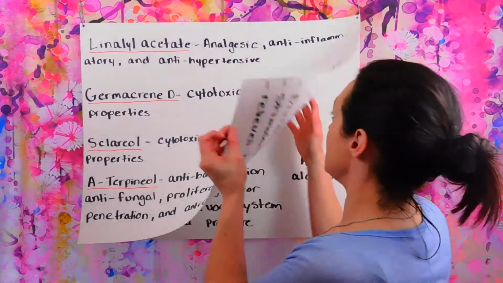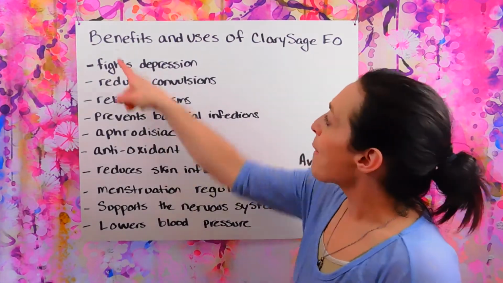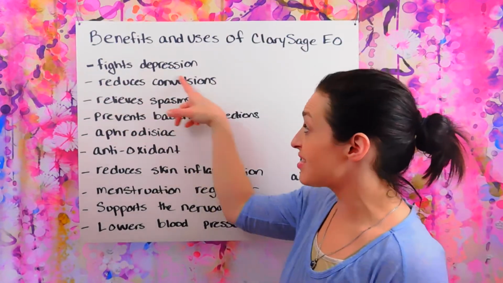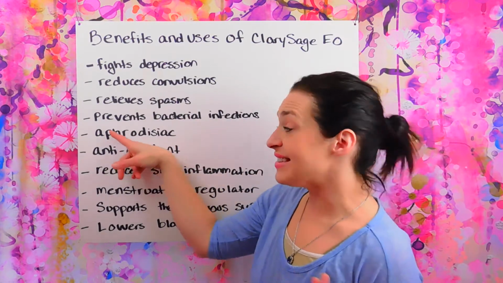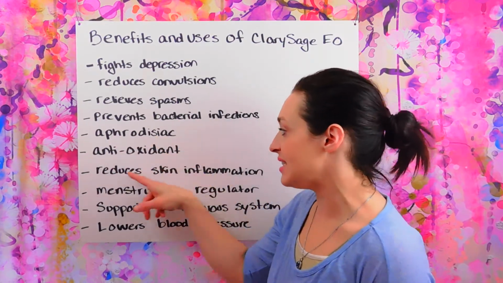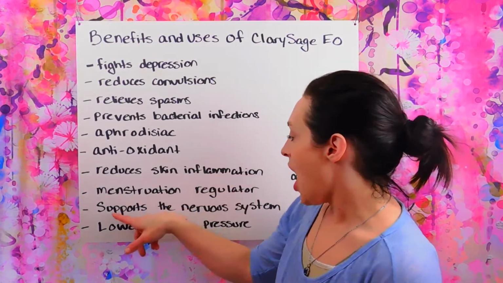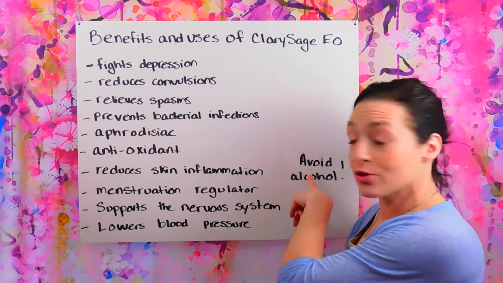And again, another one I forgot to underline. Benefits and uses of Clary Sage essential oils. So it fights depression, it reduces convulsions, it relieves spasms, it prevents bacterial infections, it's an aphrodisiac, it's an antioxidant, it reduces skin inflammation, it's a menstruation regulator, supports the nervous system, and it lowers blood pressure. I made myself a little note over here so I didn't forget.